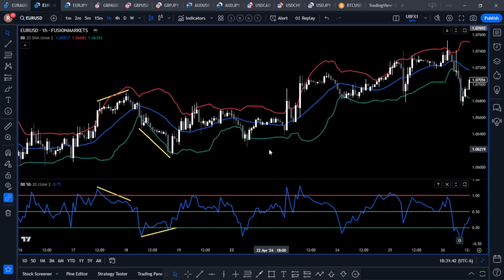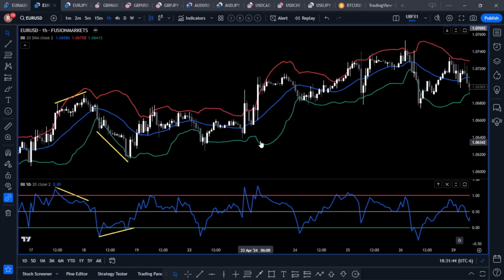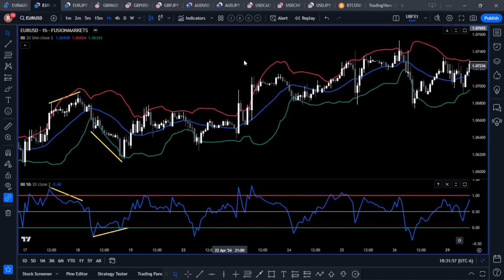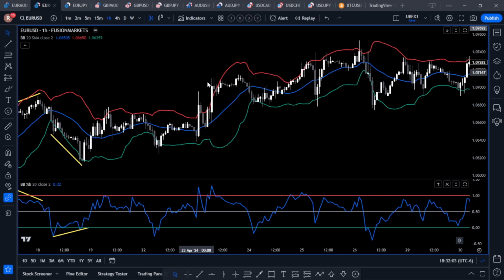Now, the divergence is best found in the areas where the first high and the second high, or the first low and the second low, are maintained within one bubble. We don't want to be looking at an area from here and then looking over here, for example. That is not a good area for divergence. We are looking for an area in here, and within the same bubble, we find that second high. And again, we see that right in here.